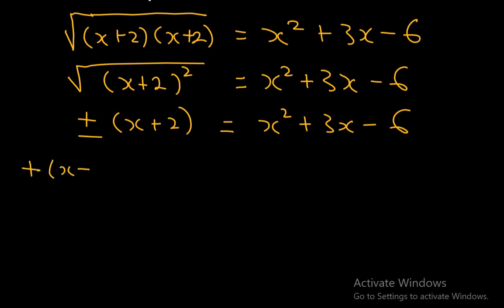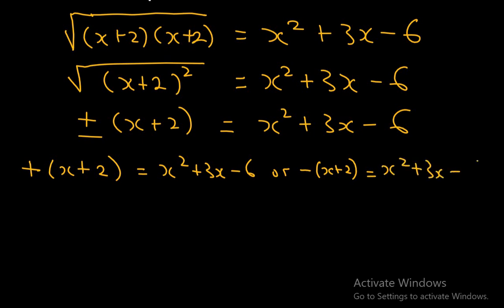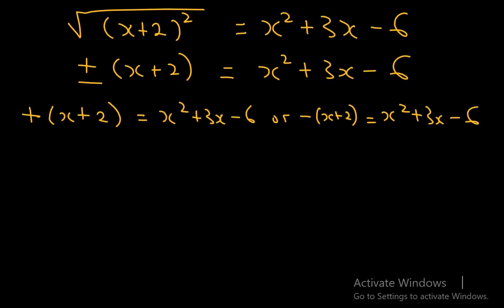That is x plus 2 equal to x squared plus 3x minus 6. Or working with the negative, which is negative x plus 2 equal to x squared plus 3x minus 6. So these are the two different equations. And before you go further, you must understand that the first one will take you to a positive solution, while the other side will take you through a negative solution.